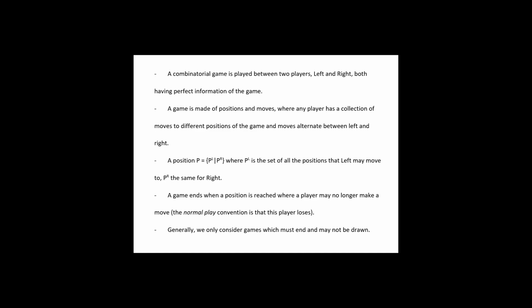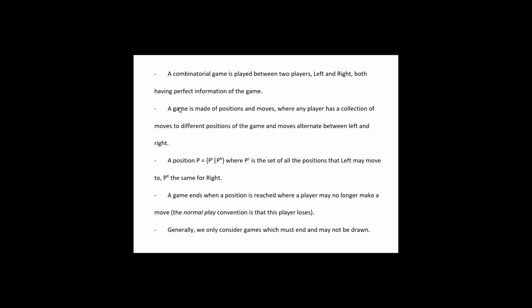game theory. A combinatorial game is played between two players who both have perfect information of the game. This excludes games like poker, battleship, and anything where information is just outright unavailable to one player. The game is made of positions and moves where any player has a collection of moves to different positions of the game, and moves alternate between left and right, shirts and skins, black and white, what have you.